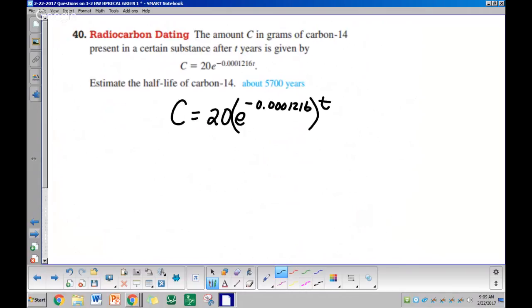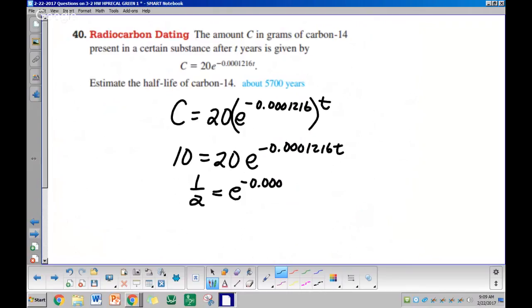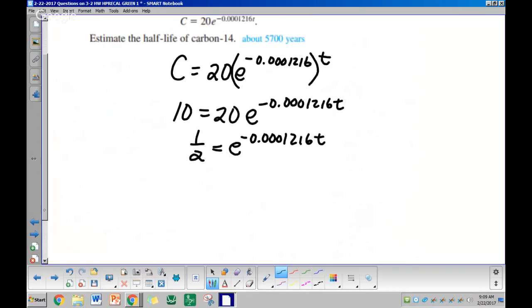All right, well, the half-life needs to be at 10, right? So this is going to be 10 equals 20 e to the negative 0.00011216t. Divide by 20, we get a half, isn't that what you expected? E to the negative 0.00011216t. Now what?